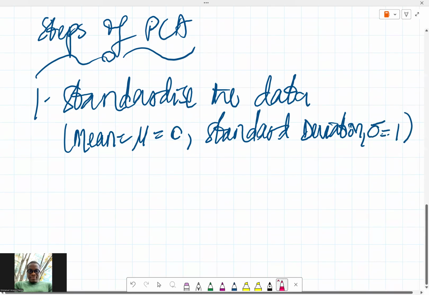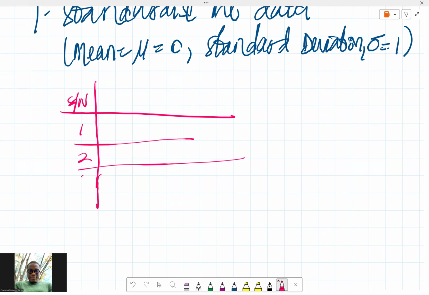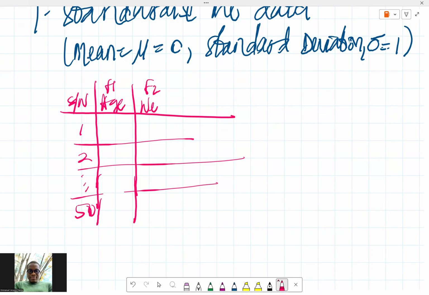Now, imagine that you have a data set for students. You have, say, serial number. You have student 1, student 2, and that goes on until you have the 50th student. And for each of the students, you have like 10 different features, say age. So feature 1, let's say F1, age, feature 2, weight, feature 3, something, and all of that until you get to feature 10. So you can see that.